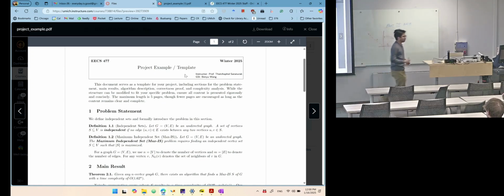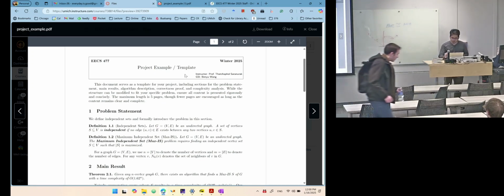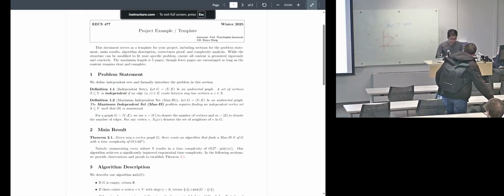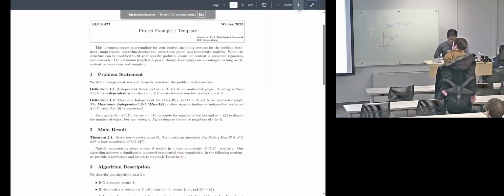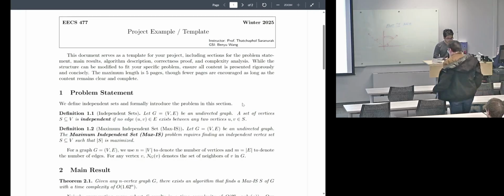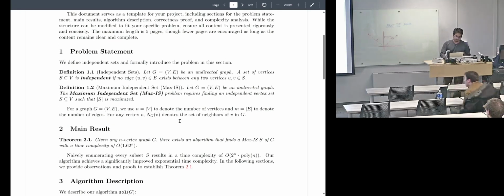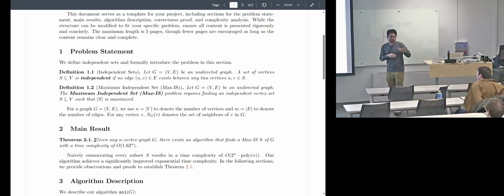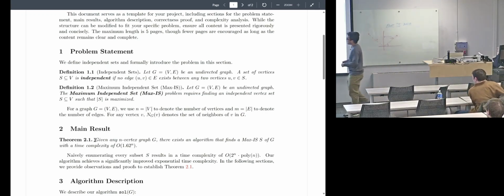So let me go through this very quickly, how it looked. What I'm looking for is, there will be a list of projects that you can choose from in a spreadsheet, and I will specify what kind of theorem I hope you to understand. There will be one main result, one theorem. For example, this is one theorem. So you should state that in your write-up.